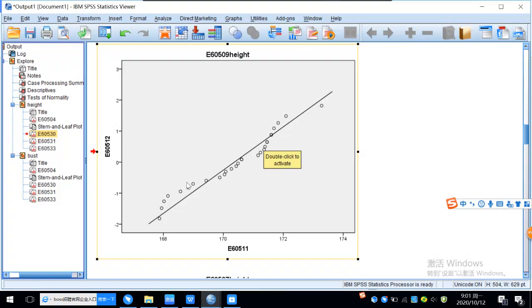Okay, so here's the cases. If the cases fall less or more, or fall very close to the line, then we can say that the sample of the variable can be considered as normal.